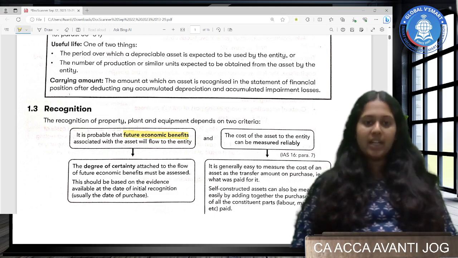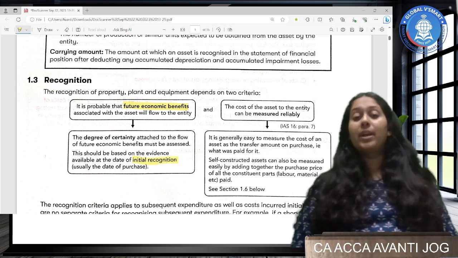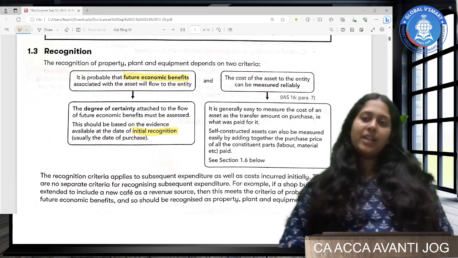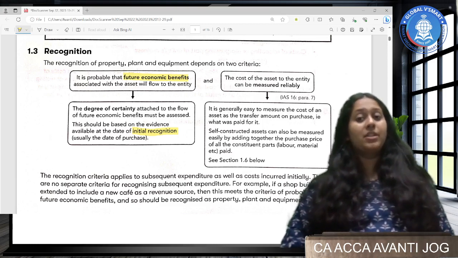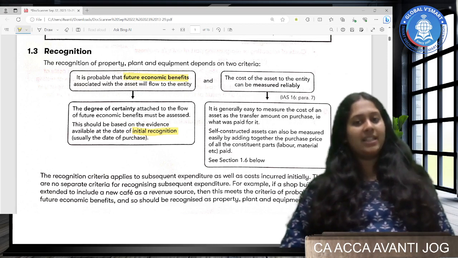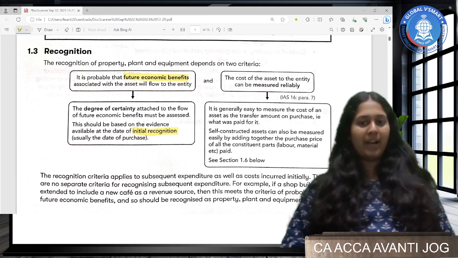The degree of certainty attached to the flow of economic benefits must be assessed. This should be based on the evidence at the date of initial recognition. So at the time of first recognition itself, you should check whether this asset is going to give us economic benefits or not. Second, the cost of the asset to the entity can be measured reliably. It is generally easy to measure the cost of the asset as the transfer amount on purchase, that is what we have paid for.